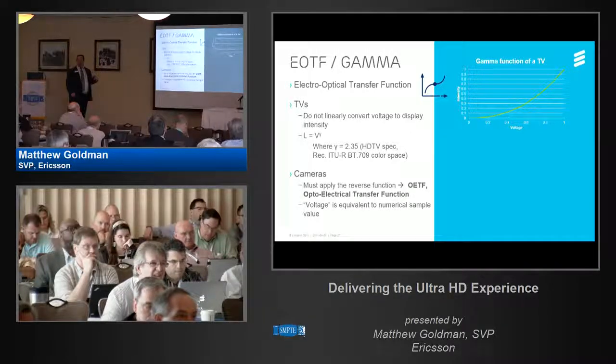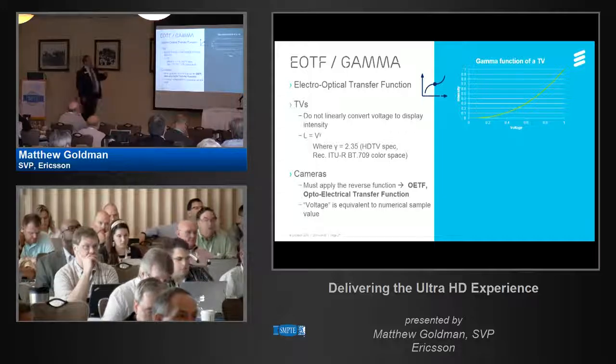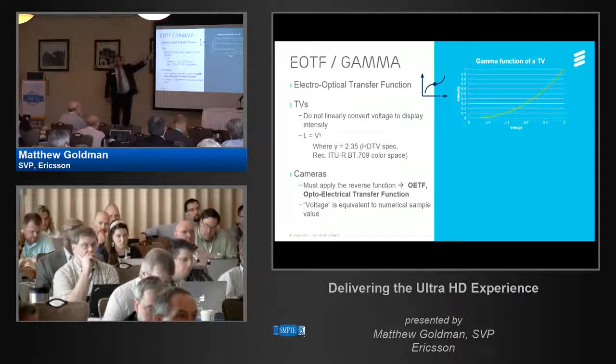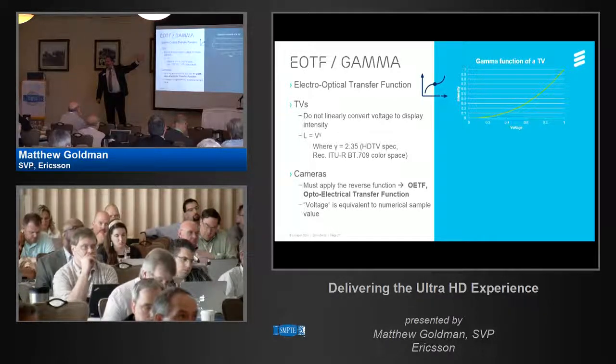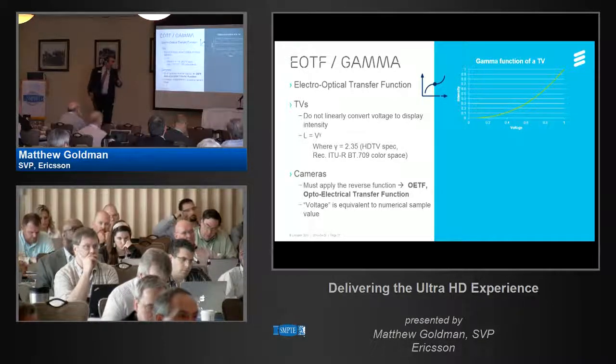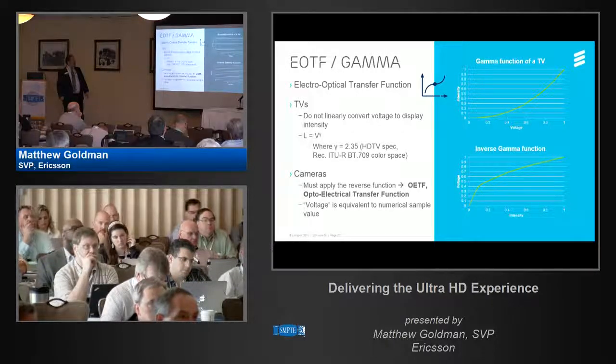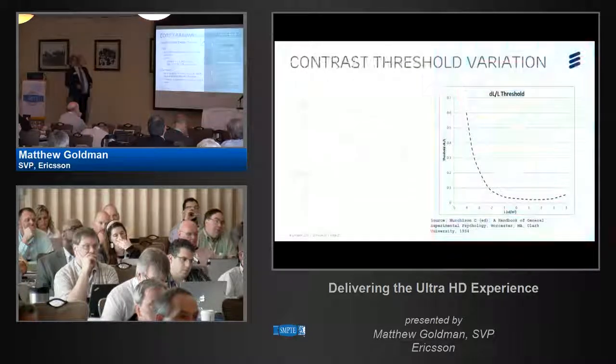The cameras have to do the reverse then, right? They're taking it from the optical world and converting it down. If they don't do the reverse function, when you go to get it back, you don't see it. So they do an OETF, which is the optical to electrical transfer function. Same thing, except now it looks like a log curve. It's the same exact thing, just in the opposite direction. So voltage, numerical samples, same difference.